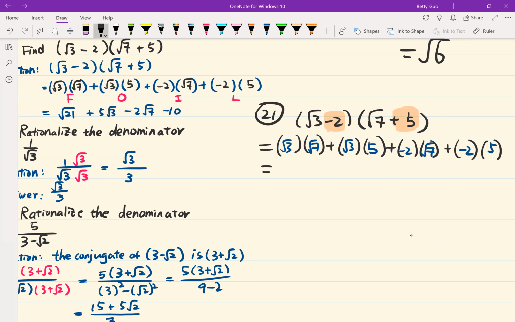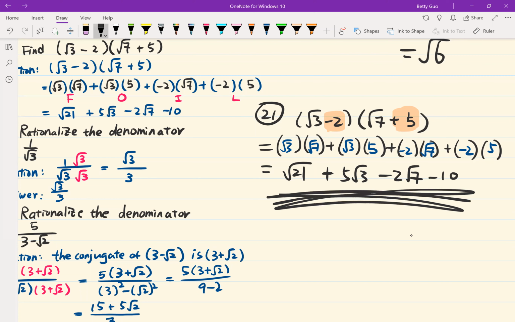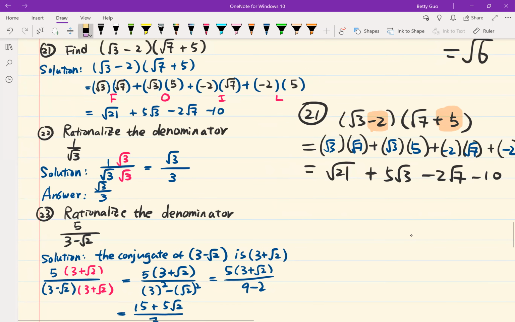Root 3 times root 7. 3 times 7, 21, so square root 21. Plus 5 times root 3. Minus 2 times root 7. -2 times 5, -10. And look at those four terms. None of them are radicals, so that's the simplified form. So the answer you're going to choose is this expression. Any questions? Number 21, FOIL.